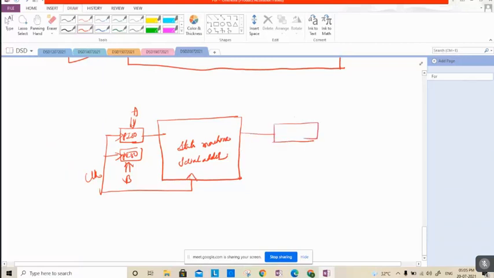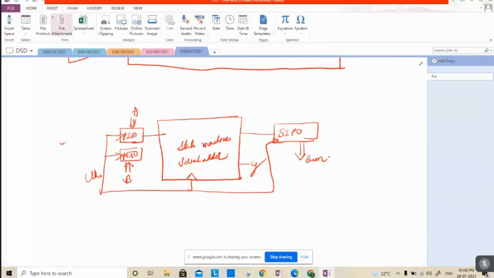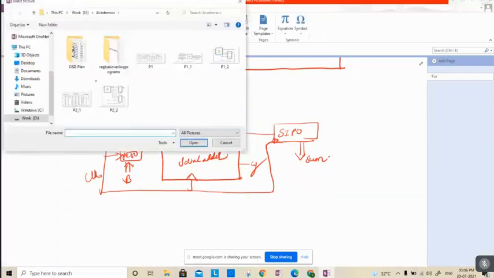From this we get a serial in parallel out shift register. This is the sum, and we get the carry also. The clock is to be provided for this also. Is it clear? Yes, sir. Clear.